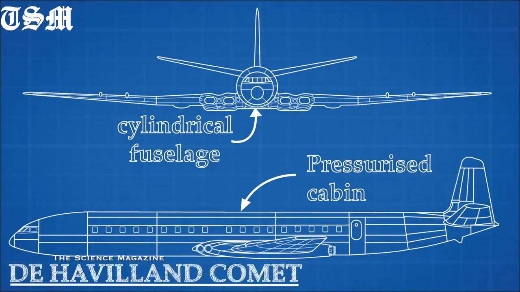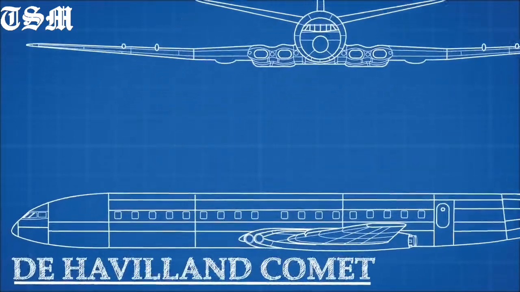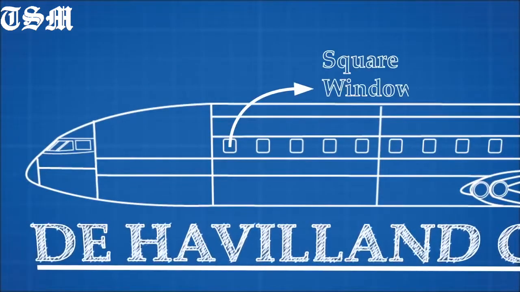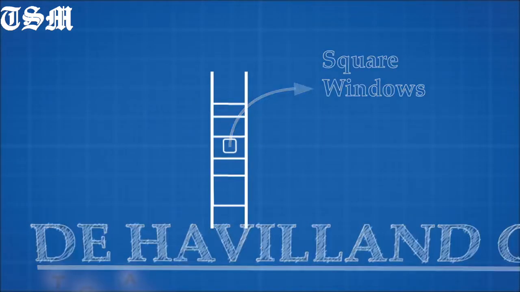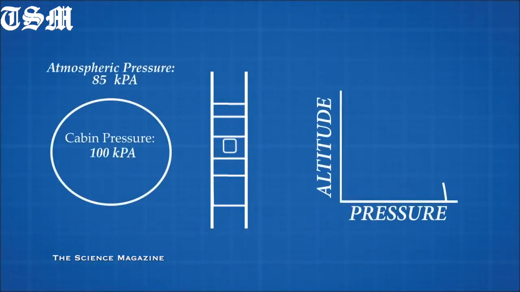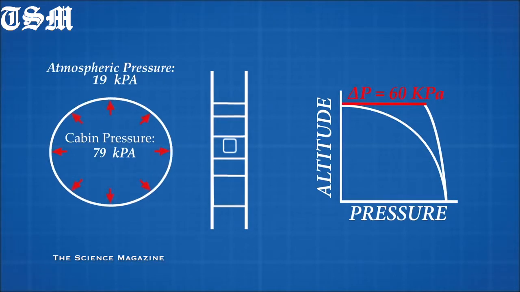But one design flaw was not corrected when cabin pressurization was first introduced. The windows remained square. So why is this a problem? As a plane increases in altitude, the external atmospheric pressure lowers more than the internal cabin pressure. This creates a pressure difference between the inside and outside of the plane, causing the plane to expand ever so slightly.